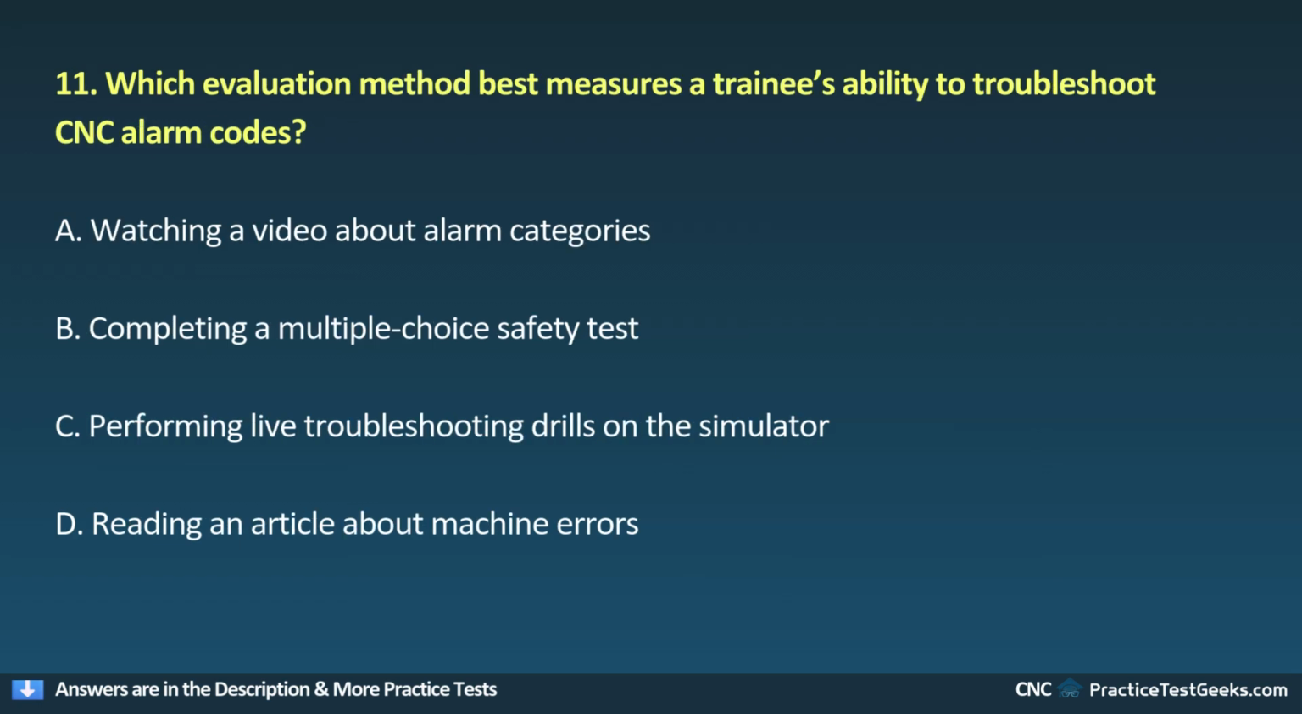11. Which evaluation method best measures a trainee's ability to troubleshoot CNC alarm codes? A. Watching a video about alarm categories. B. Completing a multiple-choice safety test. C. Performing live troubleshooting drills on the simulator. D. Reading an article about machine errors.